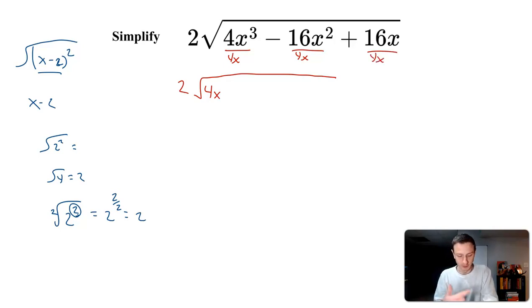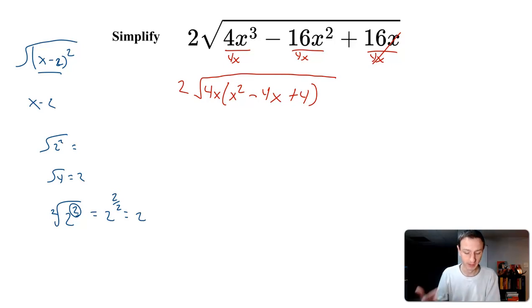So 4 over 4 is 1. X to the third over x to the first is x squared. Minus 16 over 4 is 4. X to the second over x is x. And then 16 over 4 is 4, and the x cancels. So we're just left with x squared minus 4x plus 4. Cool, this looks pretty promising.